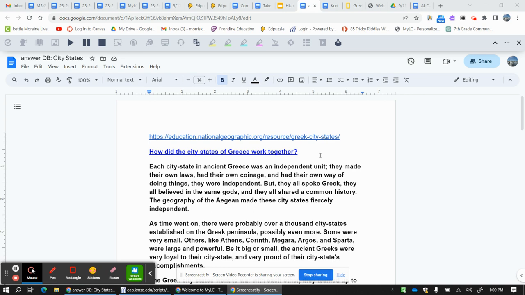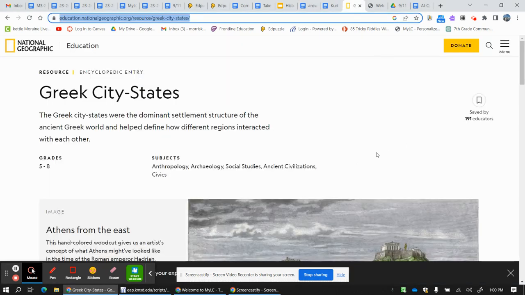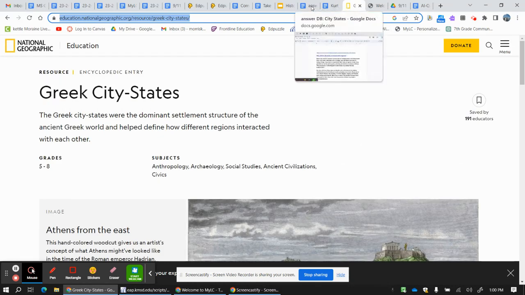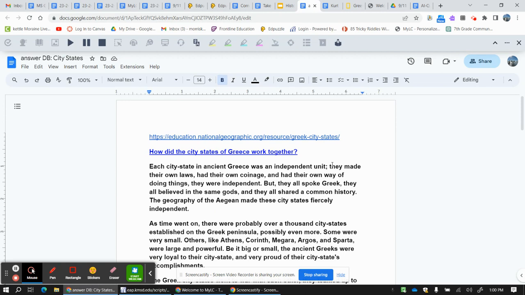So I'm reading this article right here, and I grabbed it off of National Geographic on Greek city-states and how they work together. For this purpose, I've put the article here in a Google Doc, which I'll do a lot of times when we read it in class. In this article, there's one thing I want to figure out. I'm reading for a purpose here. Here's my essential question. How did the city-states of Greece work together?